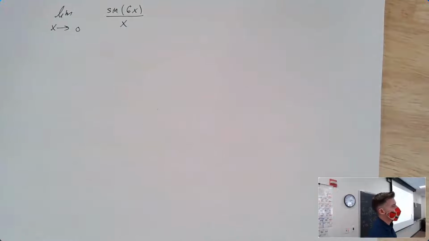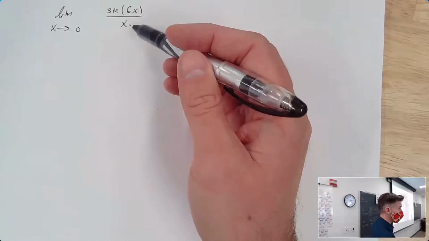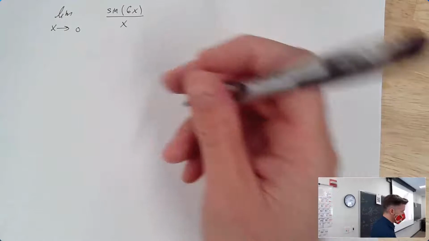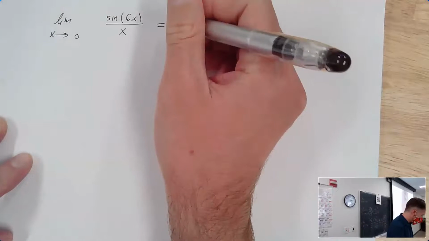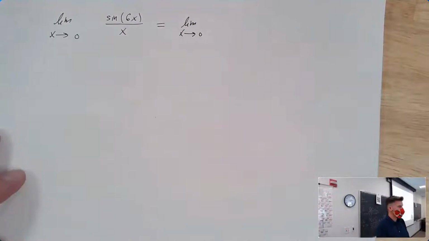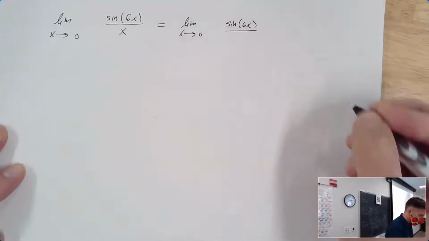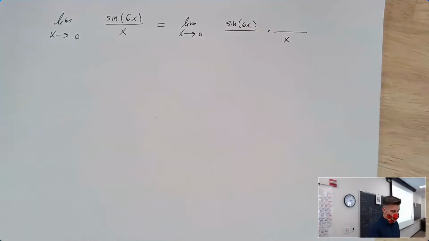So I kind of have half of the stuff I need. I have sine of something and another something, and both those somethings are going to 0, but they're not the same. There's a number of ways of dealing with this. I have found the easiest way is what I like to call the wish method. I'm going to rewrite my fraction as 2 fractions. I'm going to write it as sine of 6x divided by something times something divided by x. And currently, I haven't changed anything. Still the same old thing as it ever was.